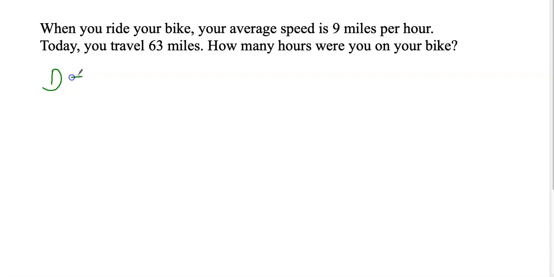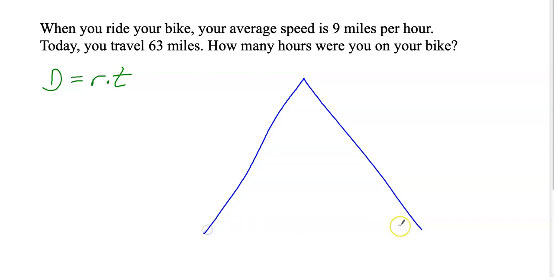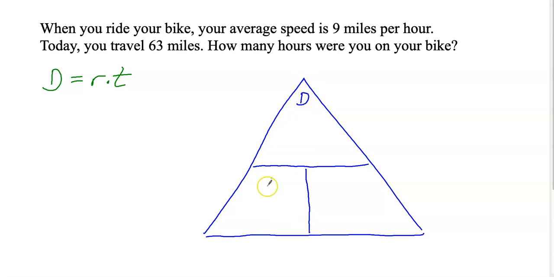Well, this is a distance equals rate times time problem, right? So let's make our little diagram here and fill it in. D goes here for distance, R here for rate, T here for time. Now, I like to underline the final question. It's asking us, how many hours were you on your bike? That indicates we're looking for the time in hours. So this is going to stay blank right here. So we need to fill in the numbers for distance and rate.